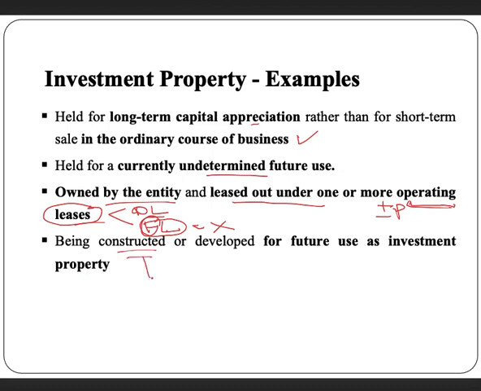Okay, being constructed basically refers to building. You build up the building, okay, for future use. So this is the purpose of constructing the building, because in the future you want to use it as an IP. You don't build up an office building. You cannot consider constructing an office building as an IP, because an office building is PPE. Okay, it is not IP. Alright, so we move on.